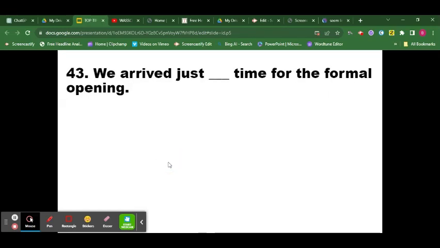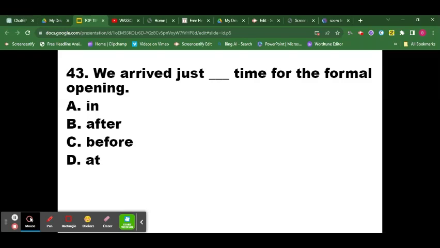This brings us to question 43. We arrive just blank time for the formal opening. We arrive just, then blank space, time for the formal opening. Option A, in. B, after. C, before. D, at. We arrive just in time.